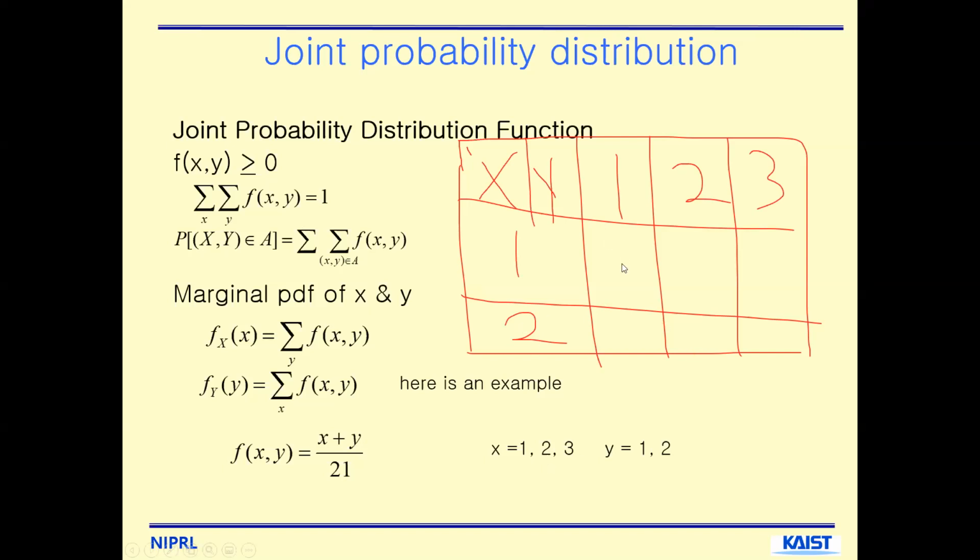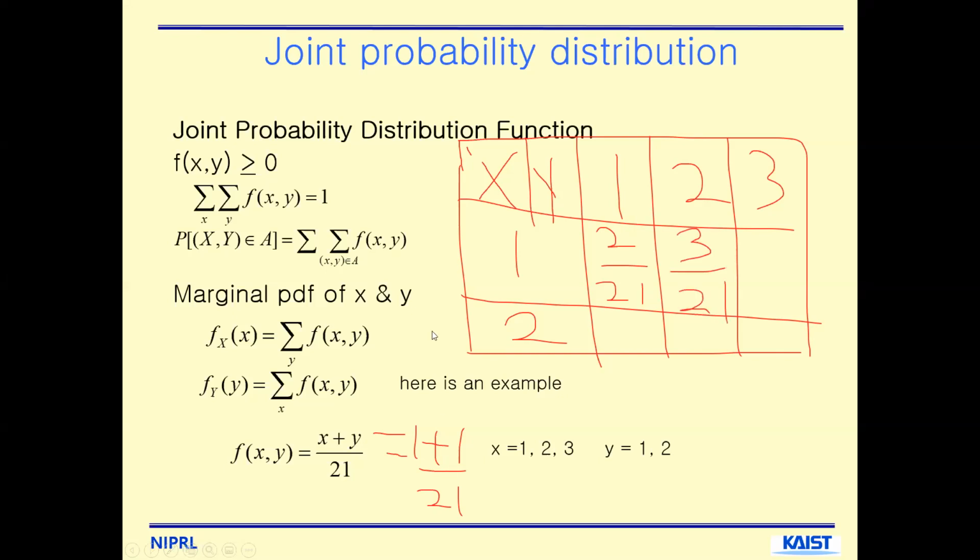And how can I find this? 1 and 1 means when x equal to 1, y equal to 1. I'm actually going to come here and make use of this. That is going to be 1 plus 1 divided by 21, and that will be 2 over 21. It means this guy here is going to be 2 over 21. Then I can also find for 1 and 2. This means when x equal to 1 and y equal to 2. When I plug in the value right here, you're actually going to have 3 over 21.